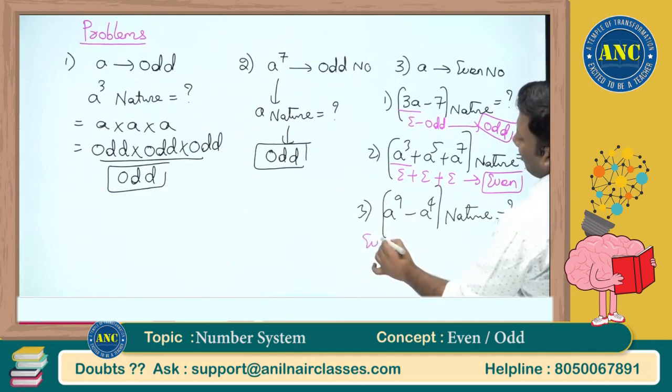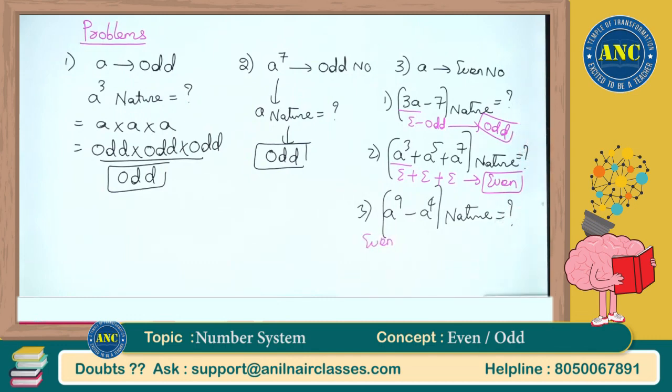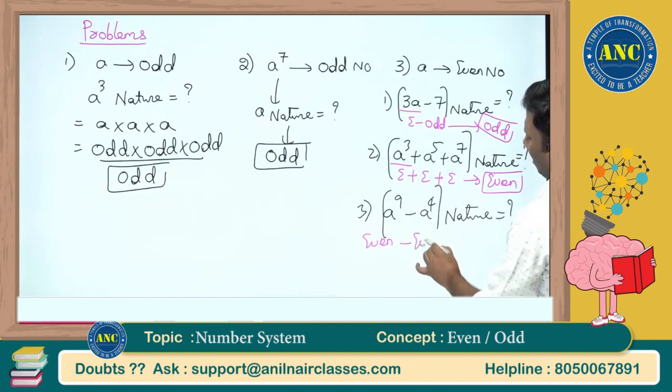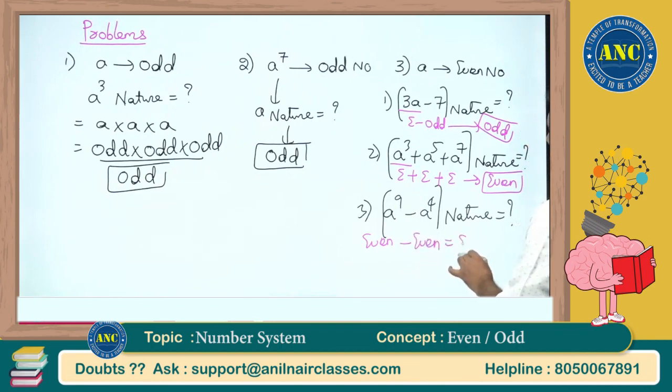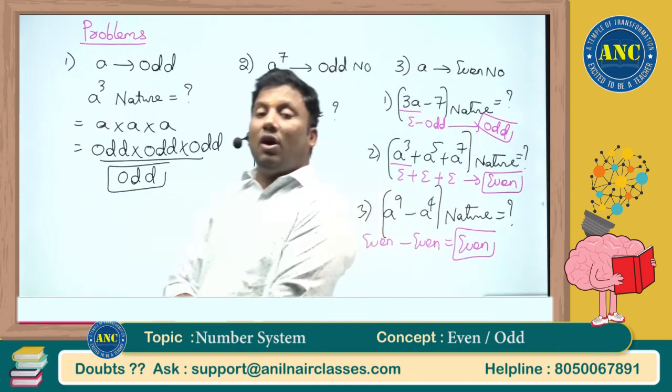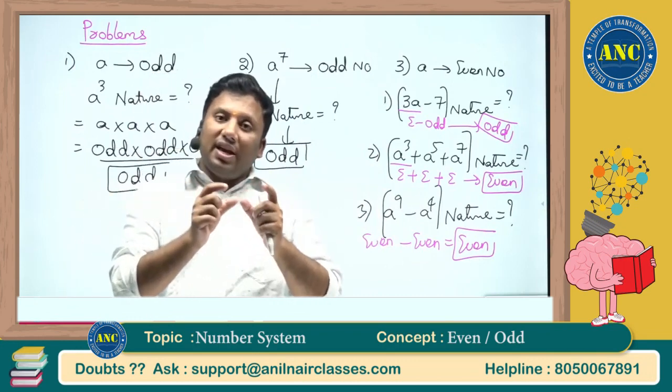A is an even number. Even power any number, even. A is an even number. Even power any number, even. Even minus even, the answer is even. Are you all with me? This is for a single variable.